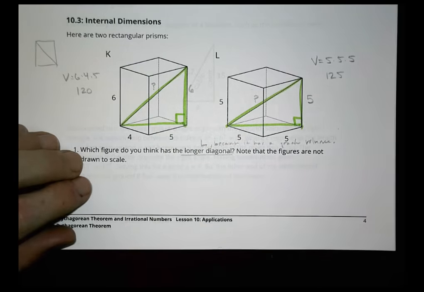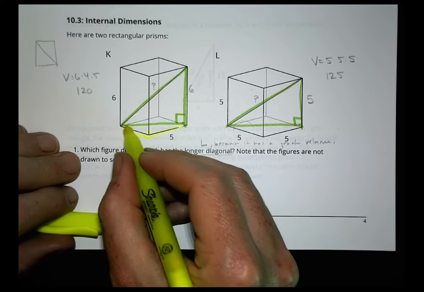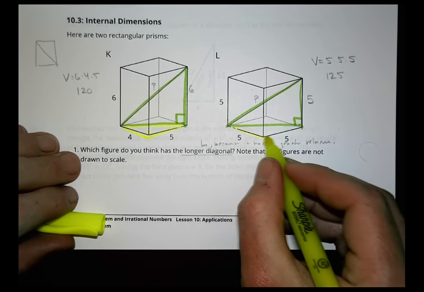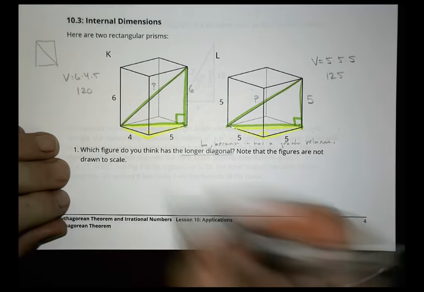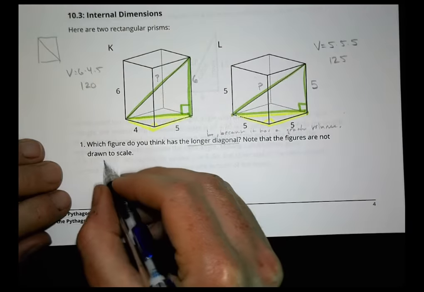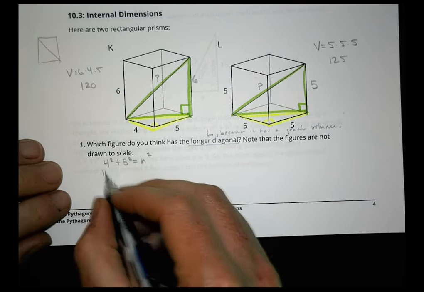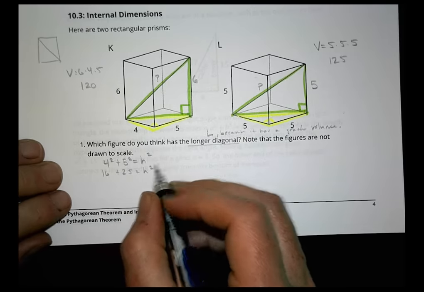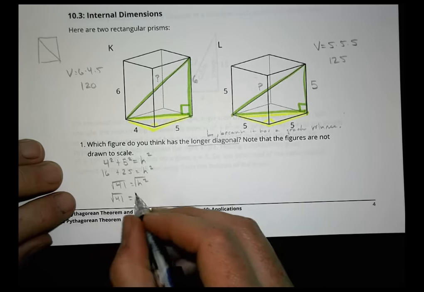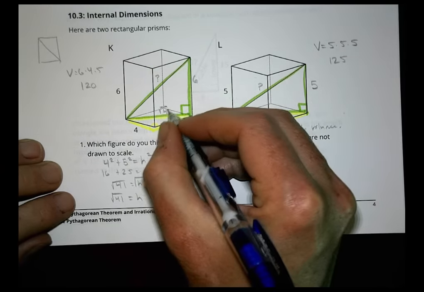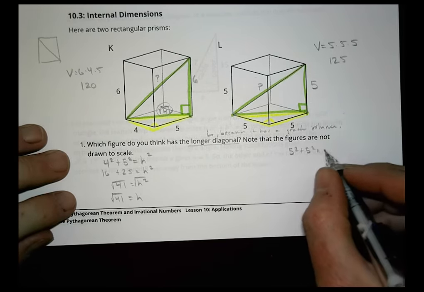Well, notice, what do we have right there? We have a 4 by 5, and that's a right angle here. It's hard to tell, I know. We have a triangle right there. Just like over here, we have a 5 by 5 right angle, and we have the hypotenuse right there. So we can find out what this hypotenuse is going to be by figuring out this length there. So let's look at k. If we take 4 squared plus 5 squared, that's going to give us our hypotenuse squared right there. So this is 16 plus 25 equals our hypotenuse squared, and 16 plus 25 is 41 equals our hypotenuse squared, which means we take the square root of both. The square root of 41 equals this length here. So we can make this length right here the square root of 41.